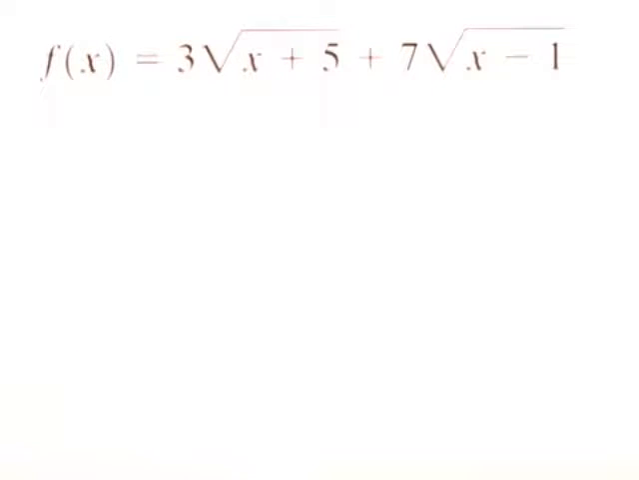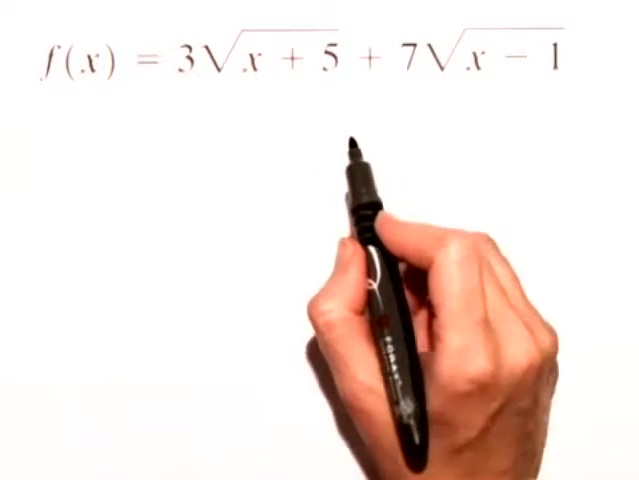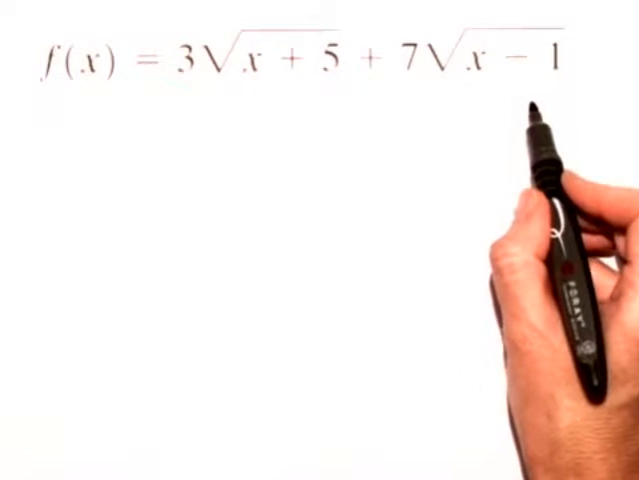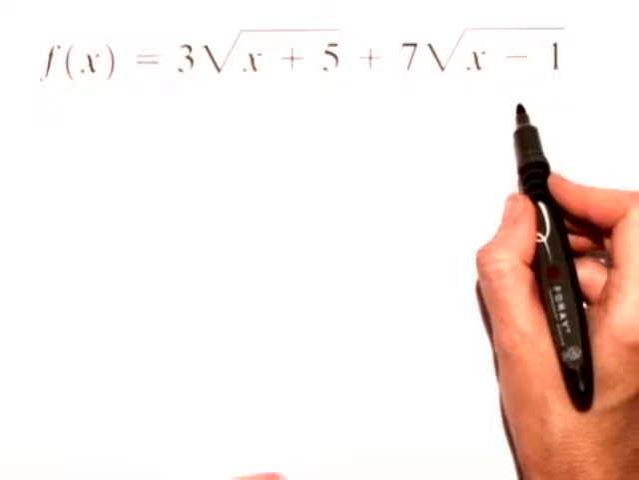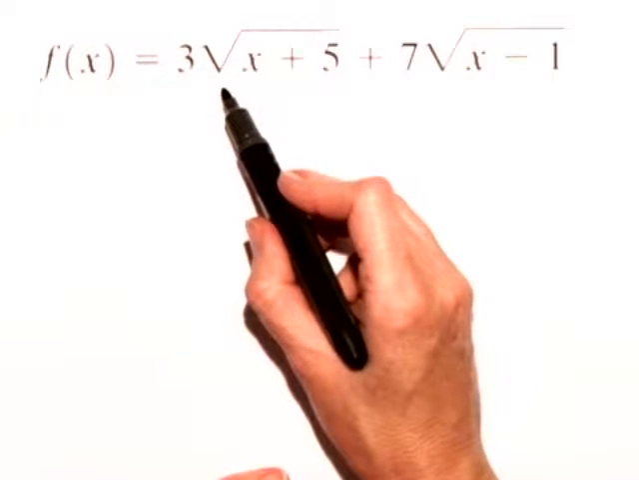For this example, we're asked to find the domain of a radical function. We have f of x is equal to 3 times the square root of the quantity x plus 5 plus 7 times the square root of the quantity x minus 1.